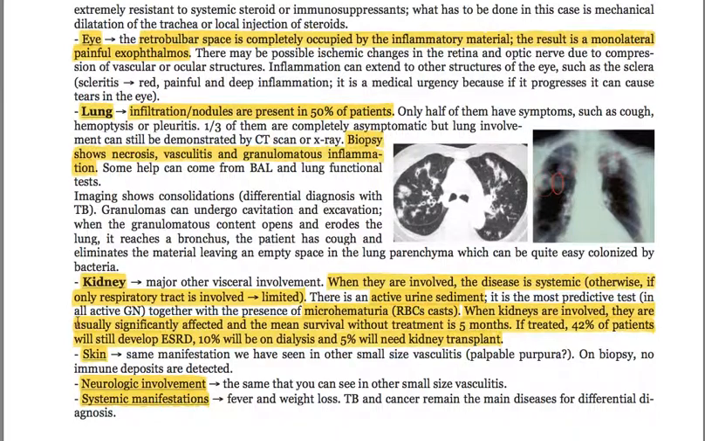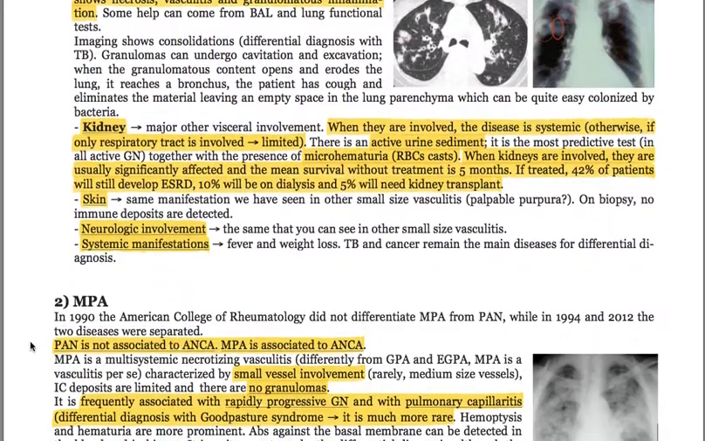The skin has the same manifestations we have seen in other small vessel vasculitis, so palpable purpura. On biopsy, no immune deposits are detected. The neurologic involvement is the same that you can see in other small vessel vasculitis. The systemic manifestations are fever and weight loss. Tuberculosis and cancer remain the main diseases for differential diagnosis.